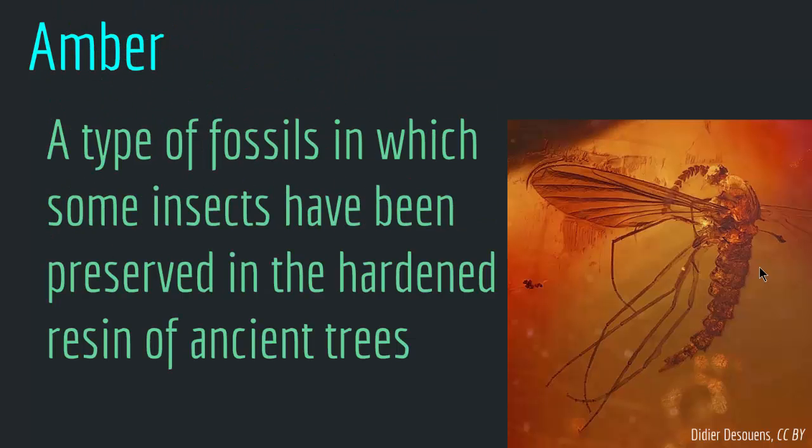Next, we have amber. Amber is a type of fossil in which some insects have been preserved in the hardened resin of an ancient tree. Since insects are very delicate and, as soon as they die, they will decompose, they have to be preserved in something that will prevent decomposition. Something perfect for that is the resin of an ancient tree. For example, as you can see in this picture, we have an insect millions of years old. It died and was preserved in the resin of an ancient tree. So amber is another type of fossil.